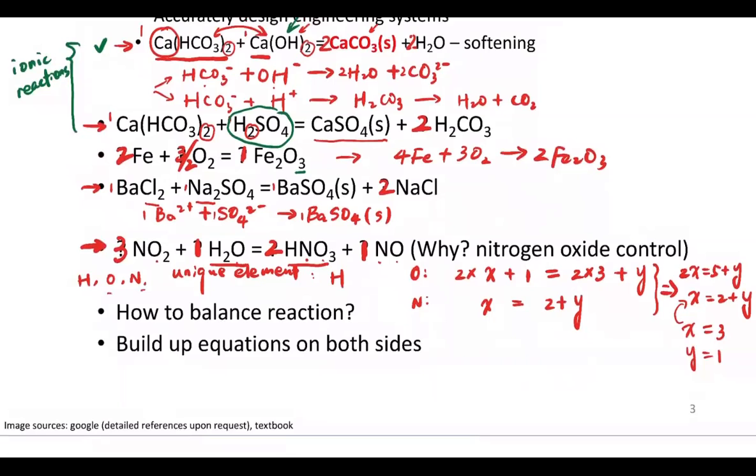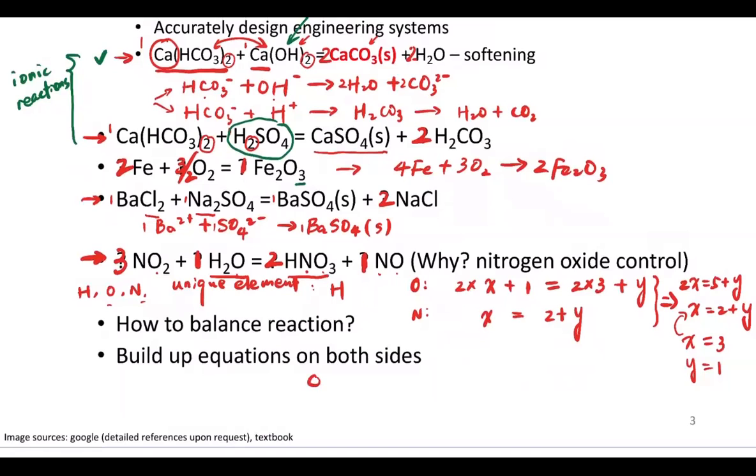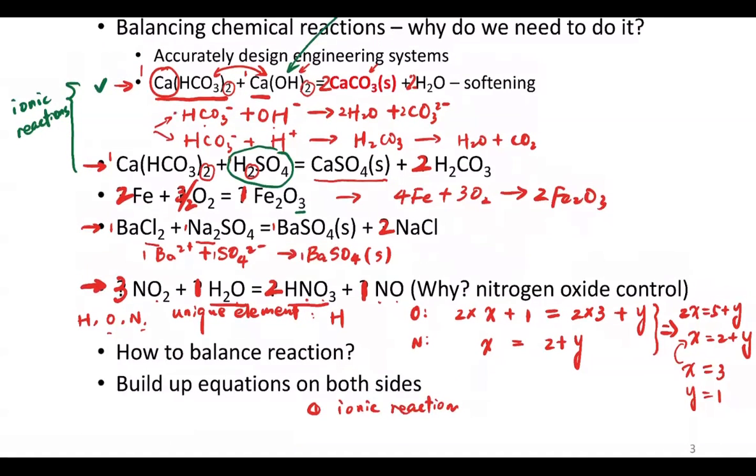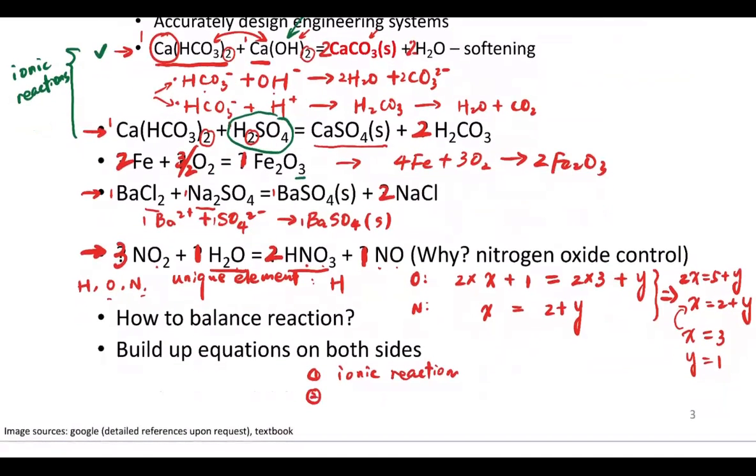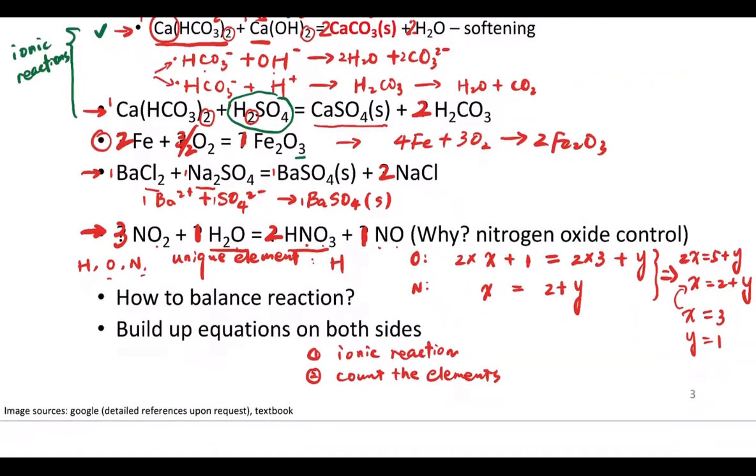So now if we summarize how to balance the equation, for the simple ones, we should rely on the ionic reactions. Based on the stoichiometry of these ions, we can calculate the stoichiometry for the compounds, or we can directly count the elements, similar to this one. All right. For a little bit more complex ones, we need to first find the unique element.